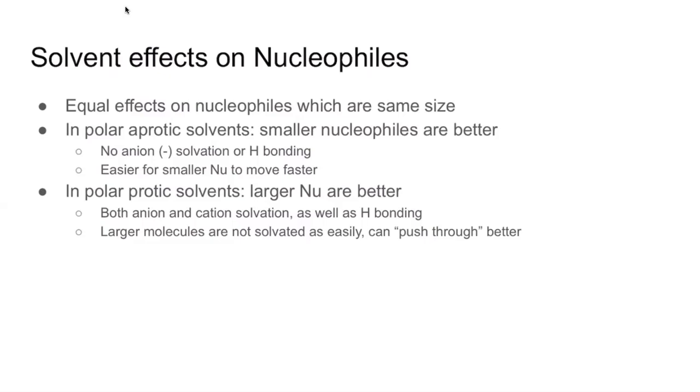Remember that in polar aprotic solvents, there's no anion solvation or H bonding, and it's easier for a smaller nucleophile to move faster because there's not going to be anything really inhibiting the nucleophile from moving, like solvation or hydrogen bonding. So these factors all go back to the idea that SN2 reactions are strongly preferred in polar aprotic solvents.